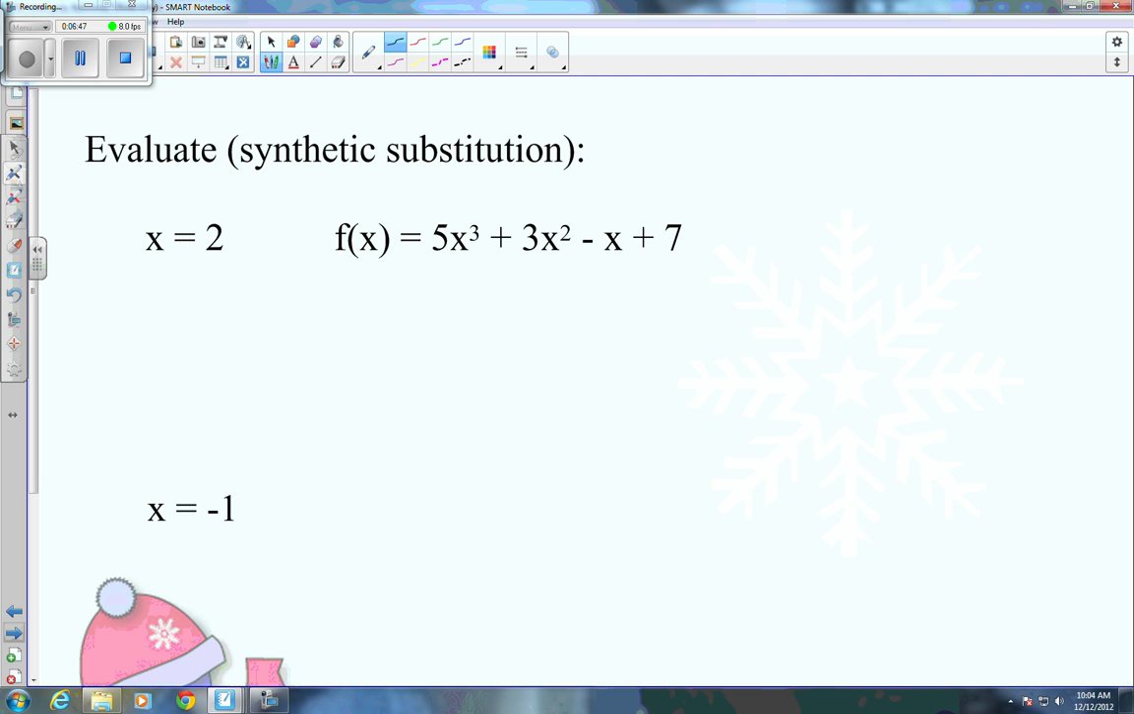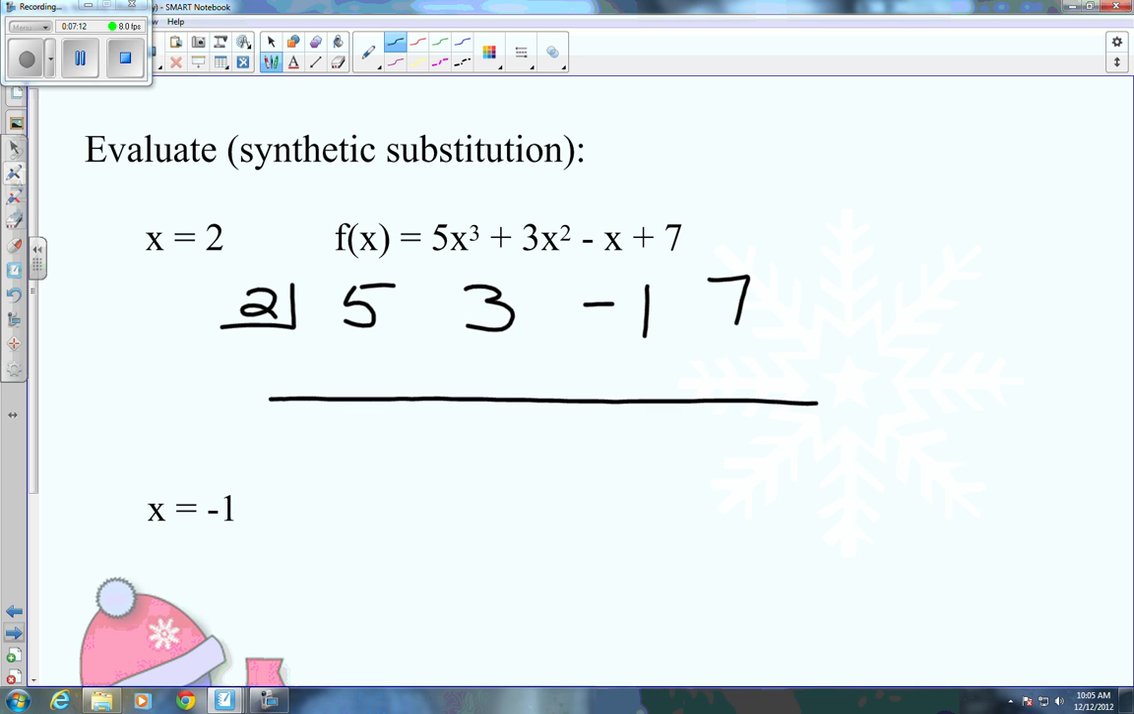Okay, so let's do the same thing. We're going to do our synthetic substitution with a couple more. So I've got x equals 2. So I want to substitute that into 5x to the third plus 3x squared minus x plus 7. So I've got 5, 3, negative 1, 7. Double check, make sure I didn't miss any terms. There's no zeros I have to put in.